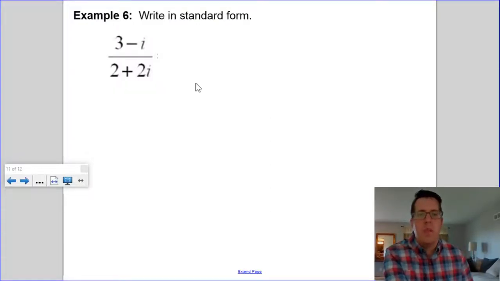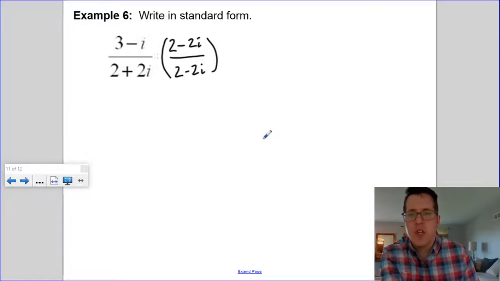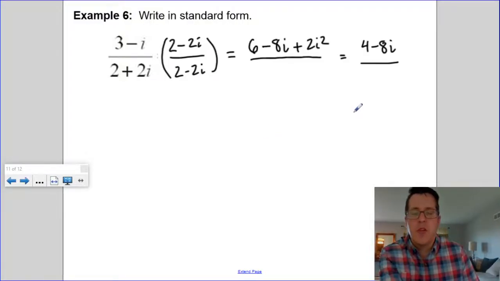Another way that this problem may be worded is simply to say write in standard form. In that case, you would just rationalize the denominator. I'll show that here. I determined that my conjugate of my denominator was 2 minus 2i, and I'm going to multiply both the numerator and the denominator by that. For my numerator, I get 6 minus 8i plus 2i squared. And since this 2i squared is really 2 times negative 1, I get 4 minus 8i for the numerator. For the denominator, I get 4 minus 4i squared, which is 8.